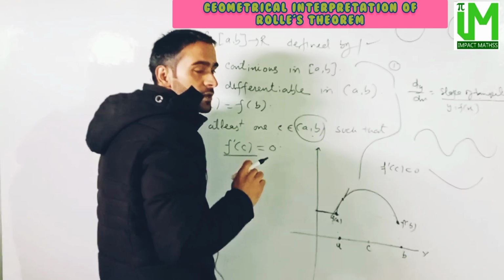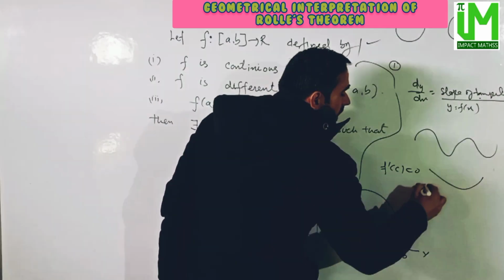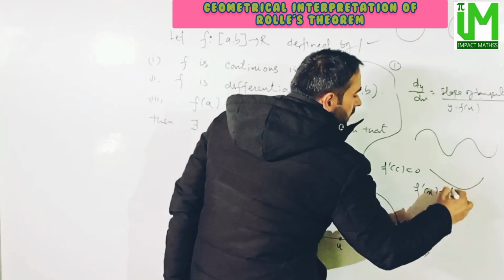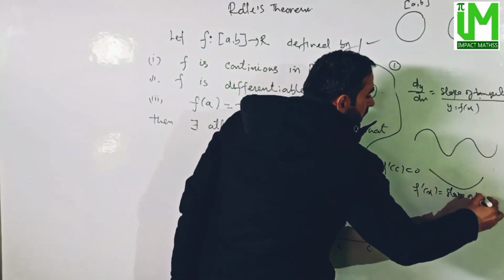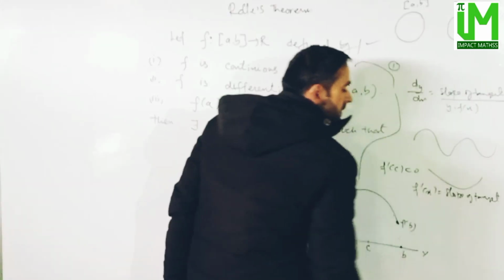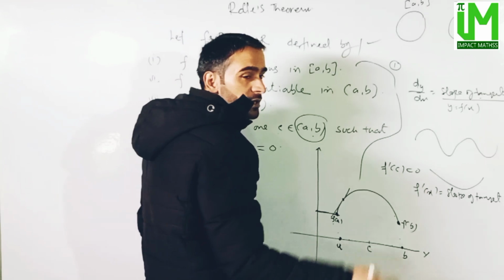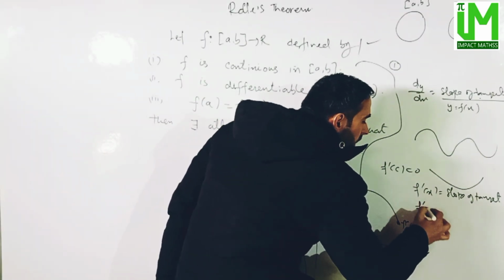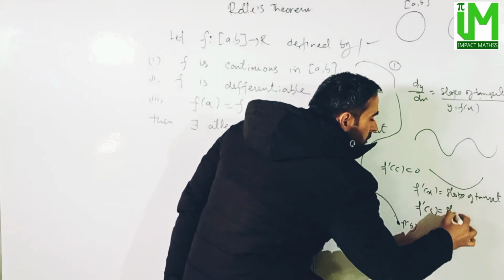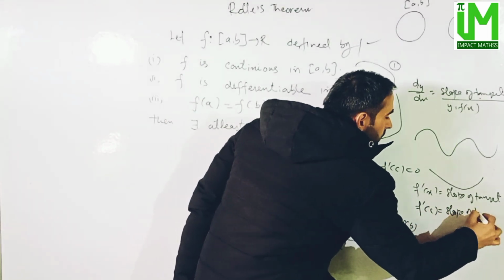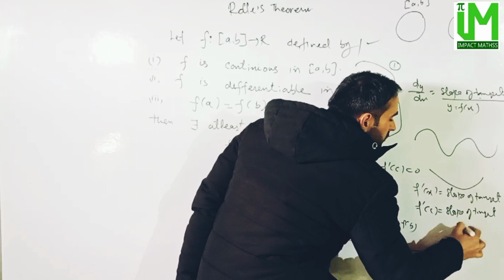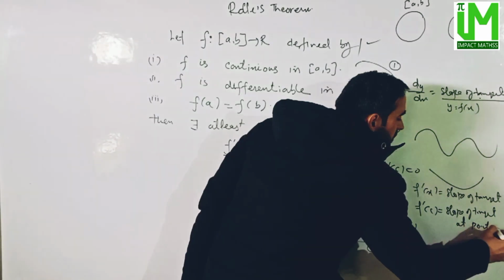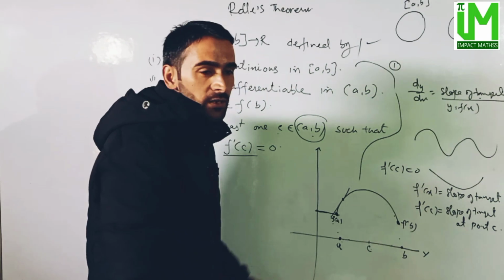What do we mean by f dash of c is equal to 0? f dash of x means slope of tangent to the function f of x. Okay, so f dash of c means slope of tangent at point c. Slope of tangent at point c, understood?